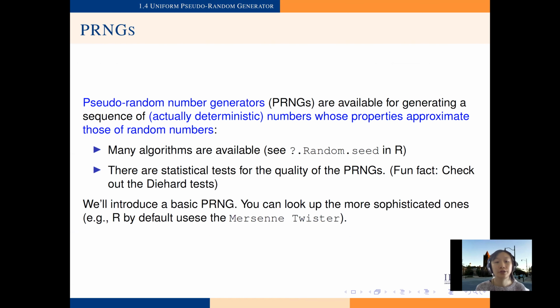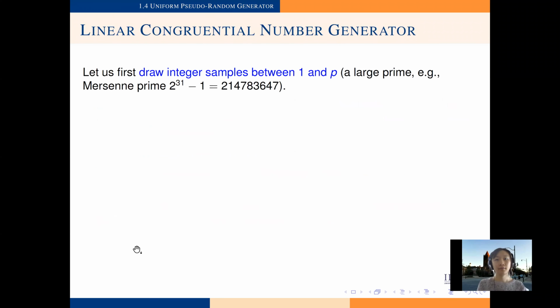So we're going to introduce a basic PRNG, which is used as the basis of many more advanced PRNGs. You can look up the more sophisticated ones, for example, the one that is used by R by default, which is called the Mersenne Twister. The one we'll introduce is called the linear congruential generator.